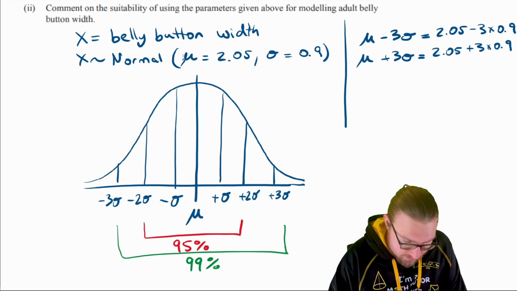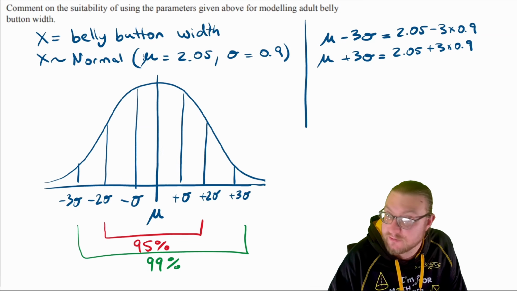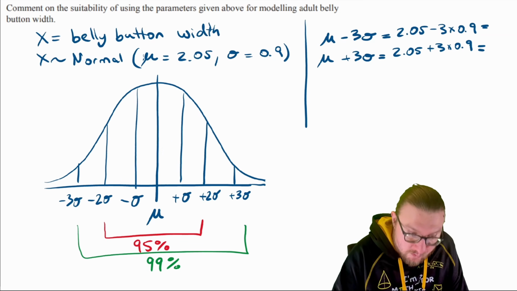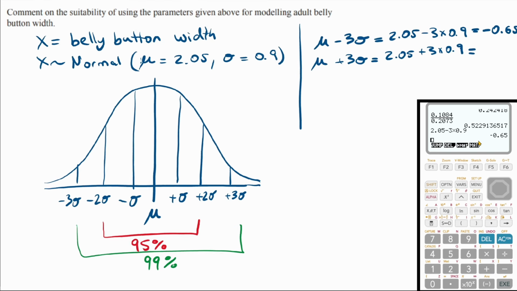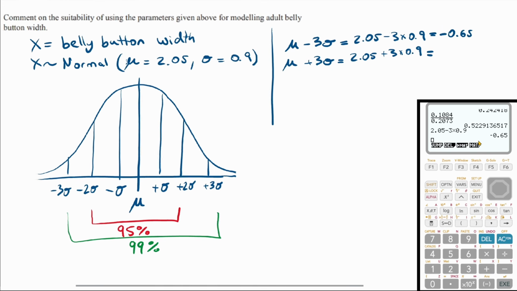So let's have a look. Maybe I can go over a little bit so we can fit that on the screen for us. What numbers do we get? Let's get our calculator out. So we're going to get 2.05 minus 3 times 0.9. Which is negative 0.65. Maybe I'll just zoom out a bit. There we go, so we can all see.